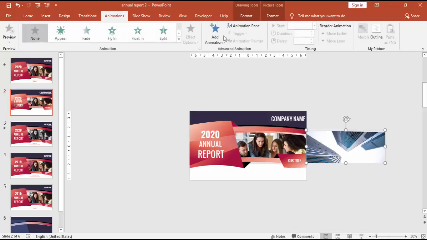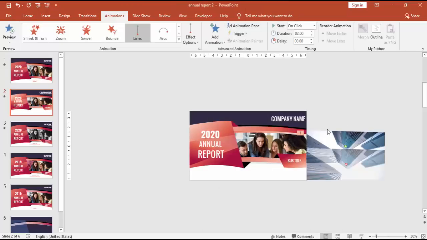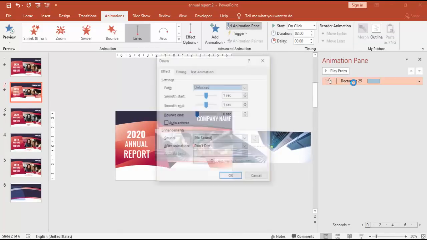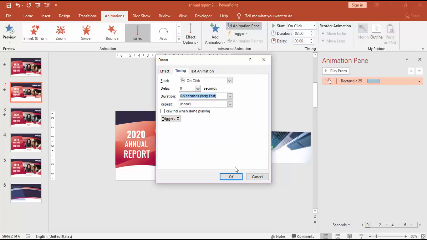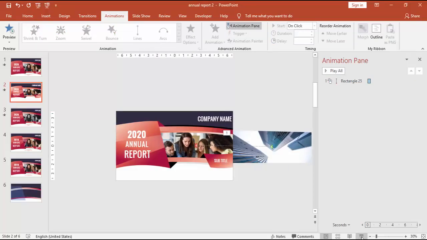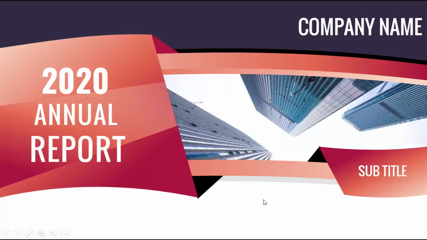Go to animation, add animation, scroll down, select the lines. Instead of going down, drag it to the left side. Enable the animation pane, go to the properties, set smooth start to 0, and bounce, and increase it and make it very fast. So here I'm just going to add only one image. If you want, you can add 2-3 images there. So if you see here, the first image is there, and when I click, it will be replaced by the second image.